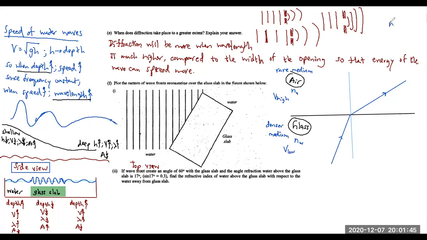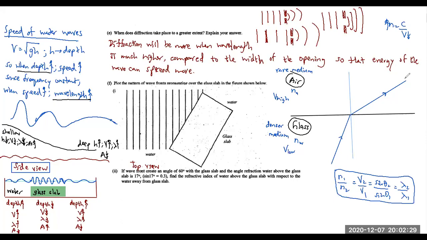Why is that? We know n equals c over v. c is the speed of light in vacuum. So if n is high, v is less. There is also an equation for all waves. We write it like this: n1 over n2 equals v2 over v1 equals sine theta 2 over sine theta 1, and similarly lambda 2 over lambda 1. So this equation is universal, common for waves. When you come here, you will be able to understand. The blue line is the ray. To be more precise, this is the refracted ray, whereas this is the incident ray.